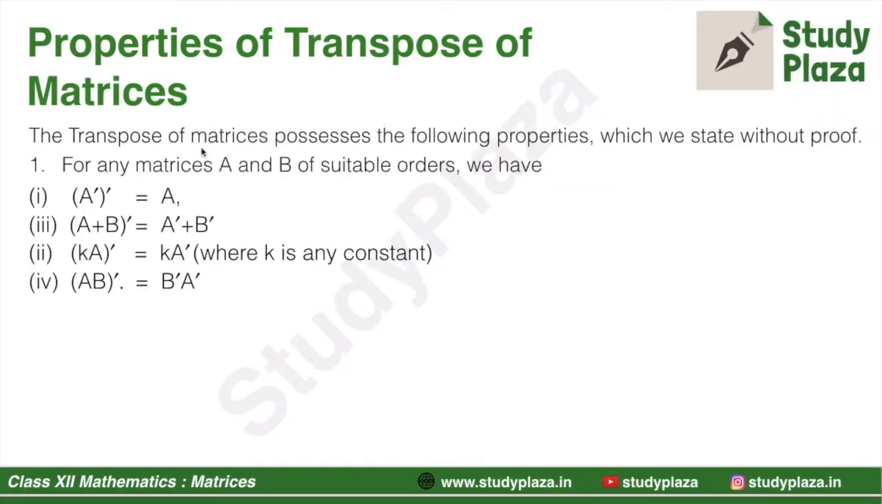There are 4 properties associated with the transpose of matrices, very simple properties, and they do not have any proof. Let us first study the first property, that is transpose of the transpose of a matrix. That is, we are going for the double transpose. So, we will get the matrix A.